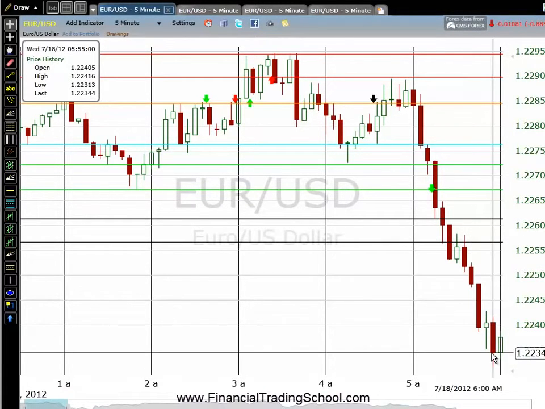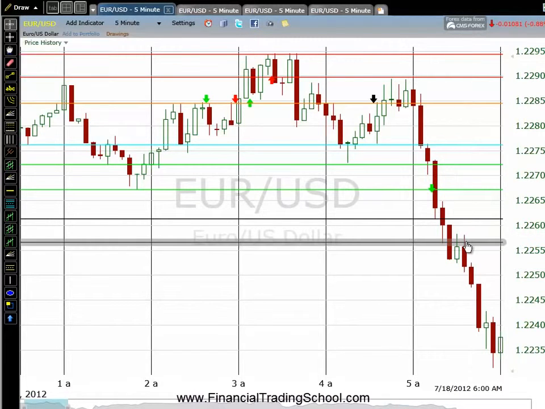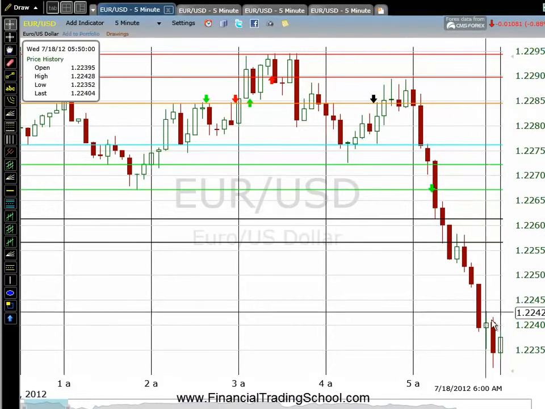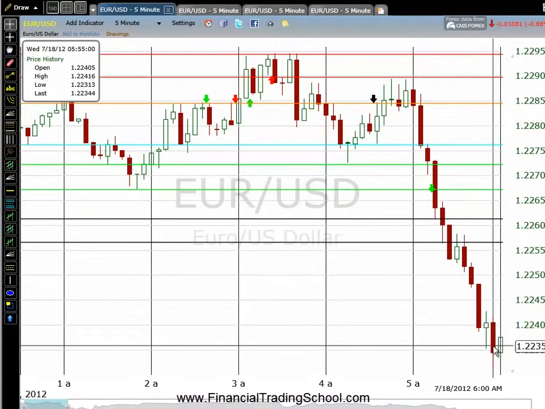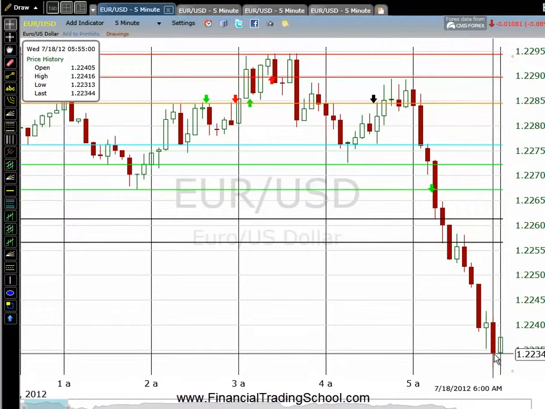But I wouldn't personally do that because this is in the middle of the spike, I guess. See, look, this is just one continuous line going down. It's not really a trend. This is more of a spike. This is a one-directional move within an hour.